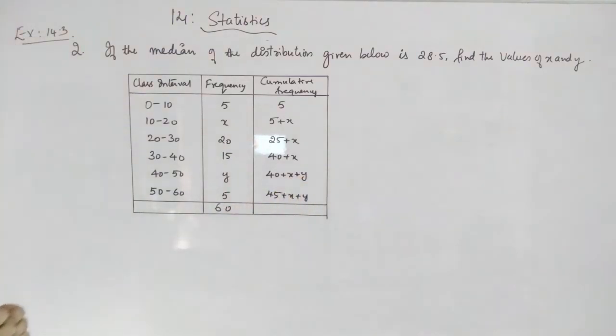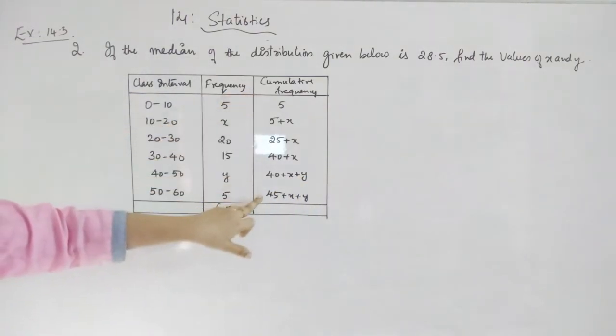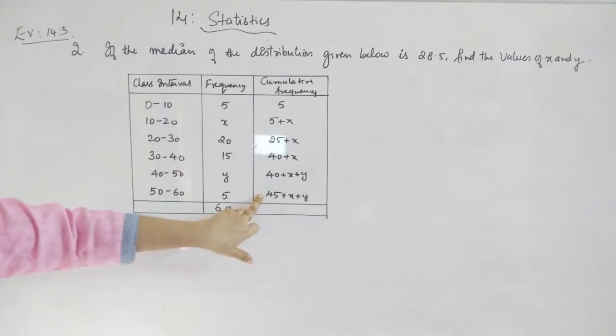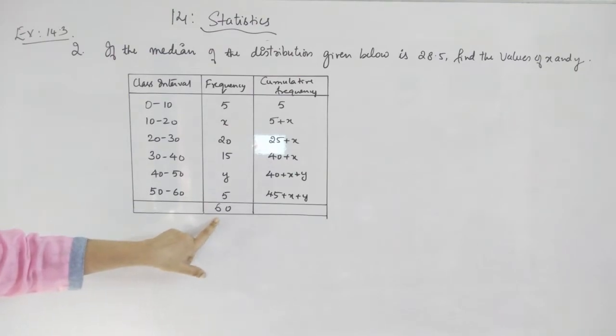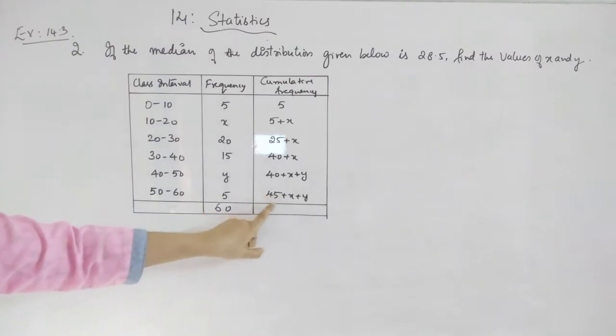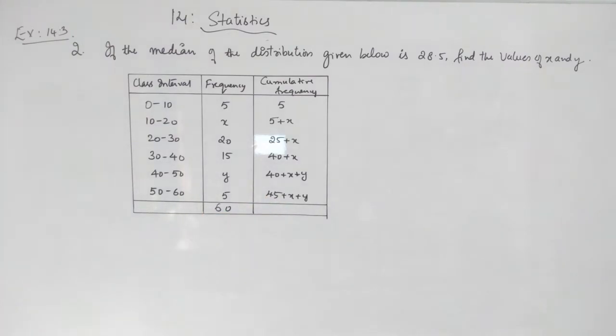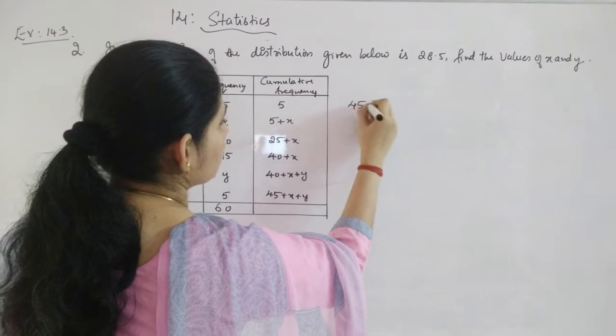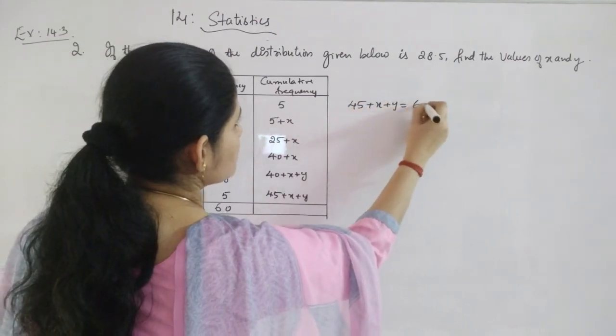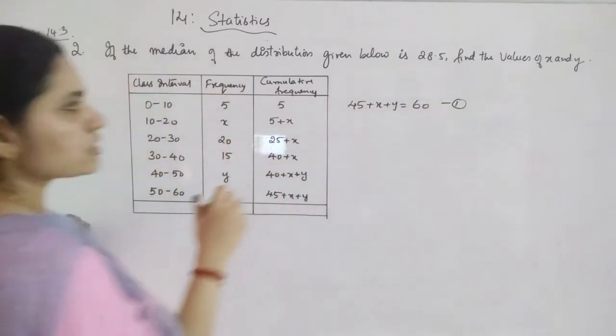So the last term in the cumulative frequency will be same as the total frequency, right? And you just see the table. In the table of frequency, the total is given to be 60. So this 60 should be same as 45 plus x plus y. That is the usual concept of cumulative frequency, right? So from this we have 45 plus x plus y is equal to 60. So this is acting as your first equation.